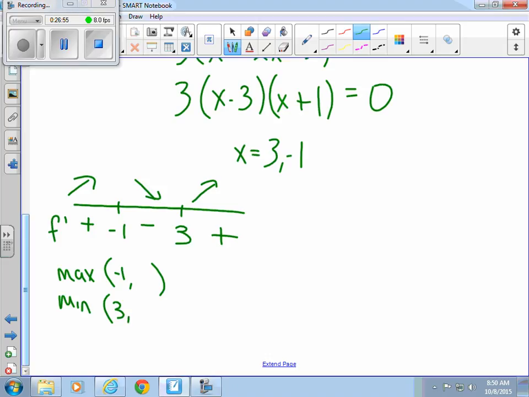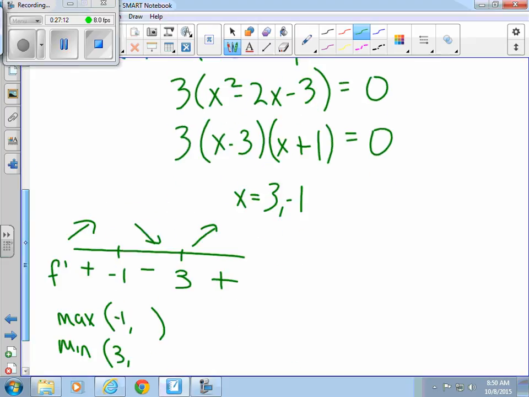But that other notation, like I said, is good for covering all your bases. Sometimes they'll ask for the maximum value, which is a y value. Sometimes they will ask for where the maximum happens, which is the x value. Plug -1 into the original.